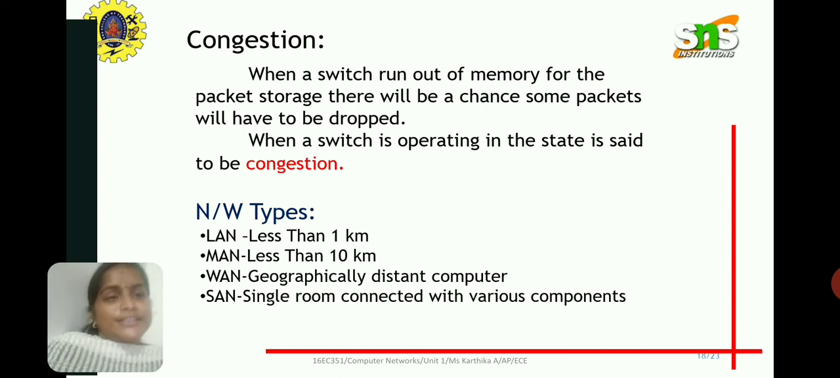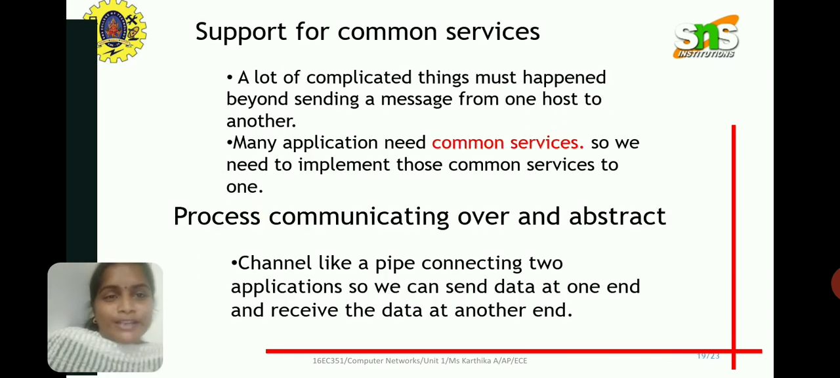When a switch runs out of memory for packet storage, there is a chance some packets will have to be dropped. When a switch is operating in this state, it is said to be congested. And also we have network types: LAN, MAN, WAN, SAN. Less than 1 kilometer is called a LAN, less than 10 kilometers a MAN, a WAN is geographically distant computers, and a SAN is a single room with various computers.